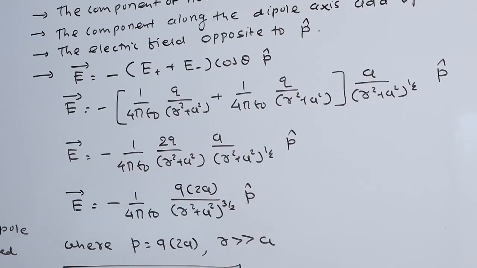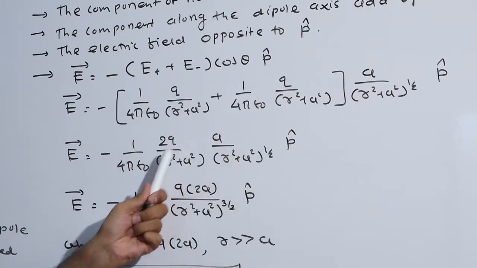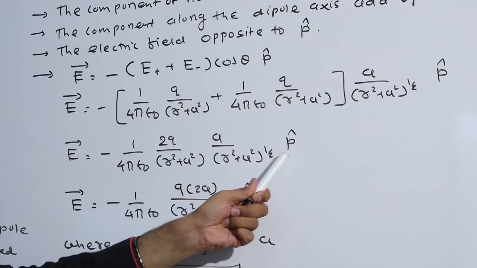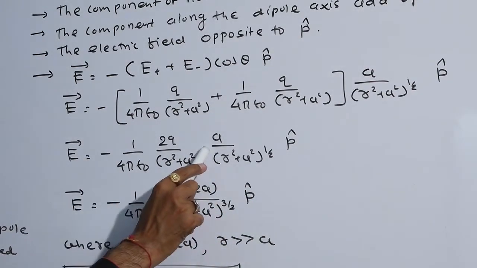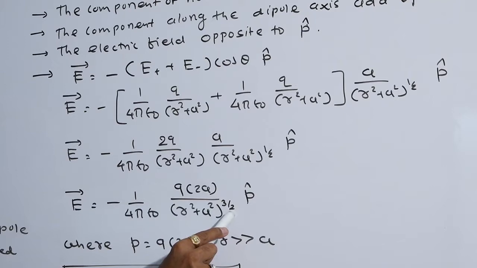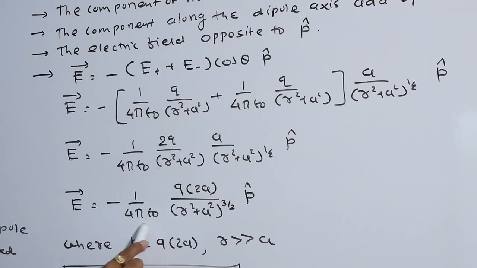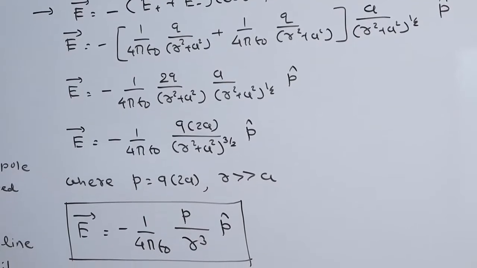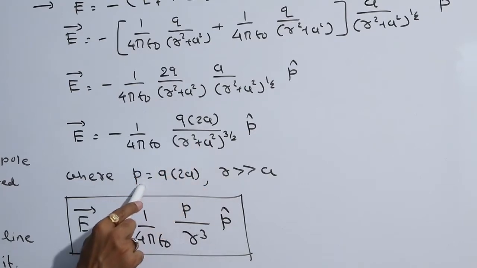Therefore, with the minus sign, it is 1 upon 4 pi epsilon 0, q plus q, which is 2q, upon r square plus a square, into a upon r square plus a square raised to 1 by 2, into P cap. Students, this is r square plus a square raised to 1, and r square plus a square raised to 1 by 2. 1 plus 1 by 2 is 3 by 2. Now write this term like this: q into 2a. So it is 1 upon 4 pi epsilon 0, q into 2a divided by r square plus a square raised to 3 by 2, into P cap, where q into 2a is equal to the dipole moment p. This term is replaced by p.